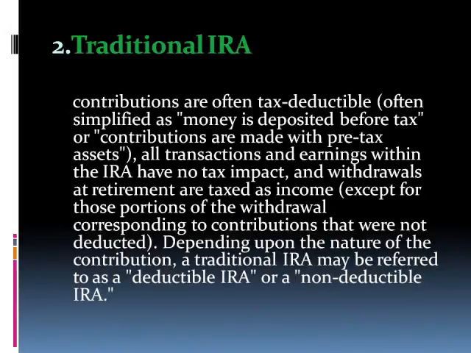Traditional IRA contributions are often tax deductible, simply as the money is deposited before tax, or the contribution was made with pre-tax assets. All the transactions and earnings within the IRA have no tax impact, and the withdrawals at retirement are taxed as income, depending on the nature of the contributions. A traditional IRA may be referred to as a deductible IRA or a non-deductible IRA.